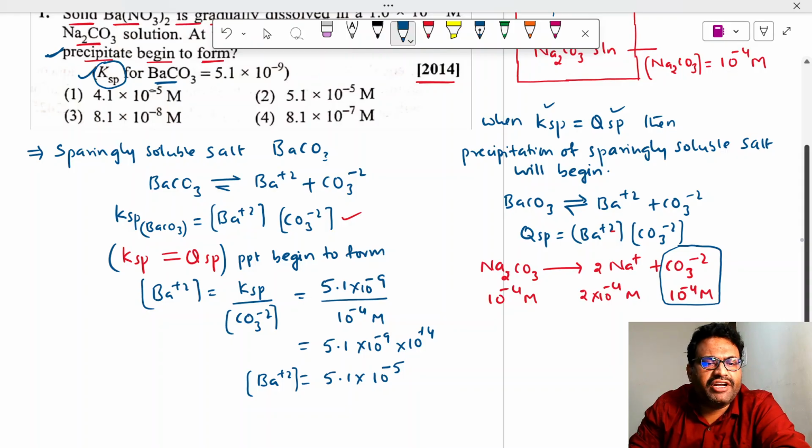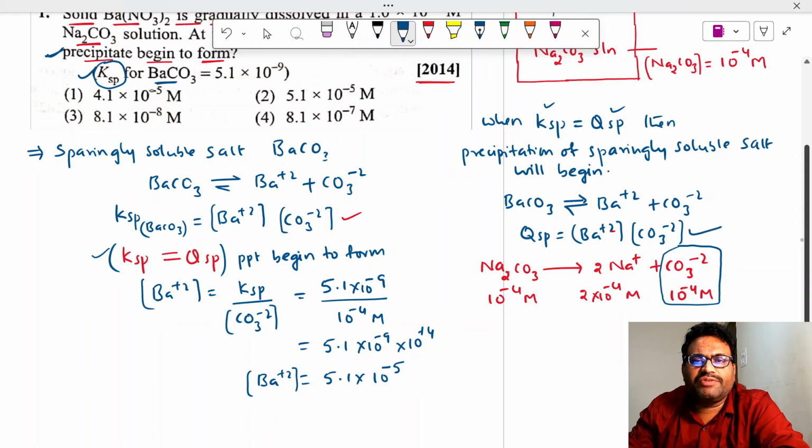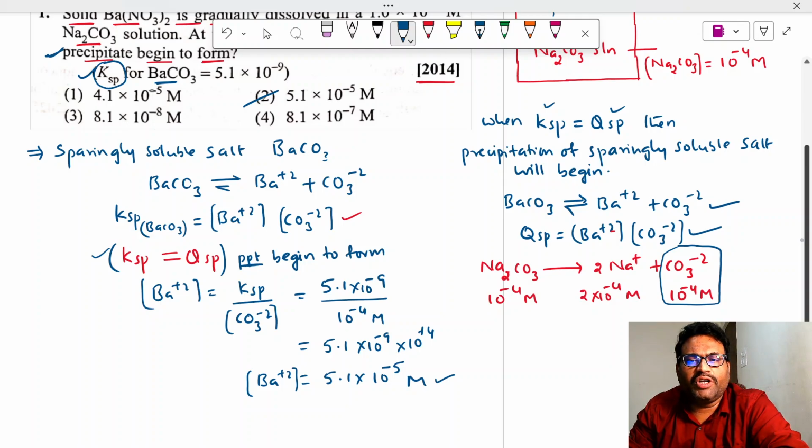So we have equated the solubility product with the ionic product. Ionic product is written in this way, you know that. We equated them because from that condition, the precipitate starts forming. QSP, barium plus 2 concentration into CO3 minus 2, is already written here, so we substituted and got the answer. What will be the answer? Second option. So let us move to the next question.